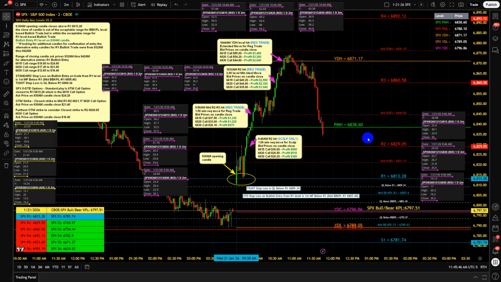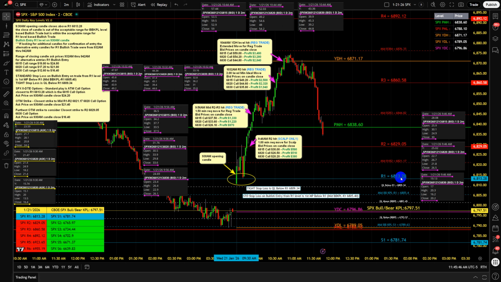The second thing is, of course, knowing what level that you're basing the trade off of. So in this case, it's a bullish trade from the R1 level. So the standard play in this daily key level strategy on a bullish play from the R1 level is using an option strike as the closest to the R1 level. So the R1 level 6813.28. The closest strike to that in SPX is the 6815 strike.